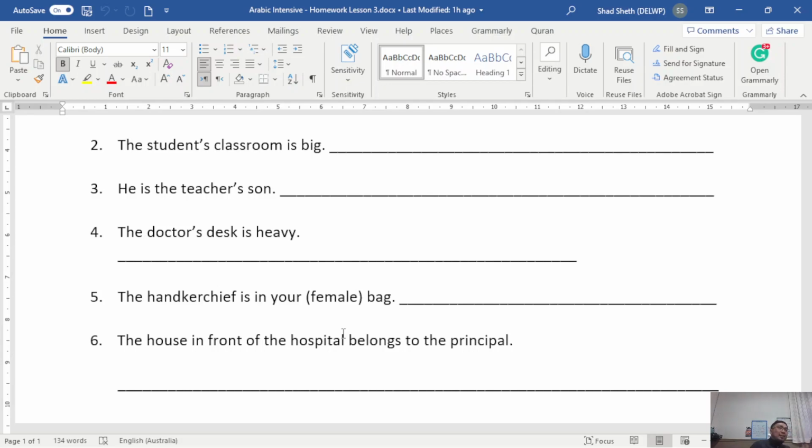Split it: it's a bag of yours. After 'of', it'll become مضاف إليه. Yes, exactly.